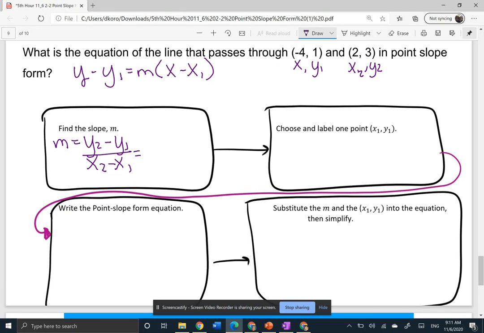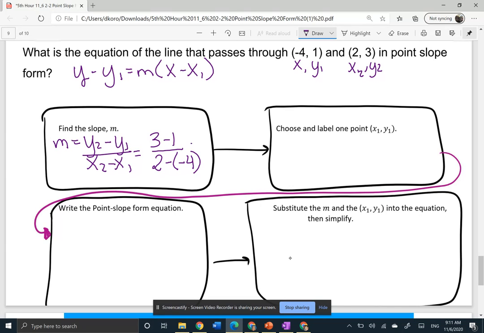So let's substitute these in. So this is 3 minus 1 divided by 2 minus -4. Now, if you need more practice with this or you have questions, please come to the drop-in. We're not getting a lot of people in the drop-ins.